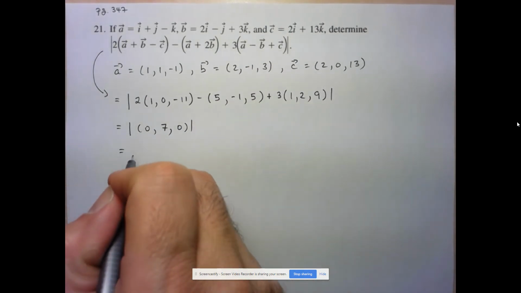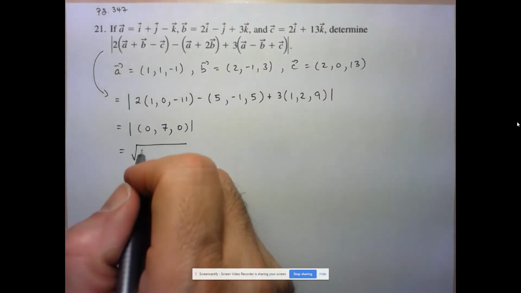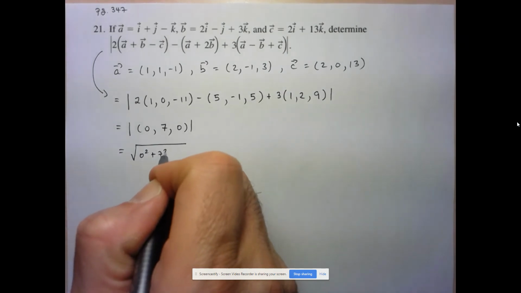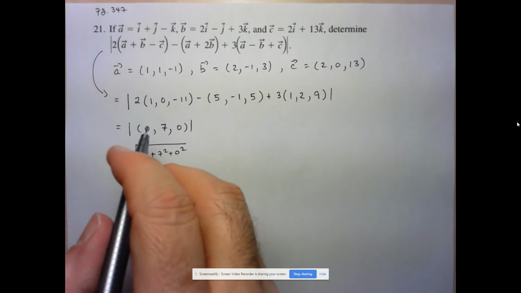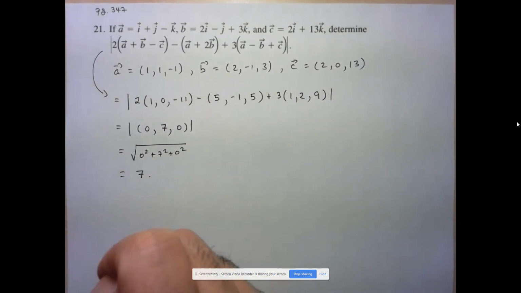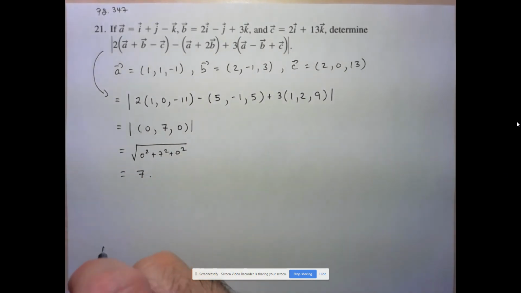So now I just have to find the magnitude of this final vector. 0 squared plus 7 squared plus 0 squared. I think you can see where this is going. So the square root of 7 squared is just equal to 7. And there's my final answer.